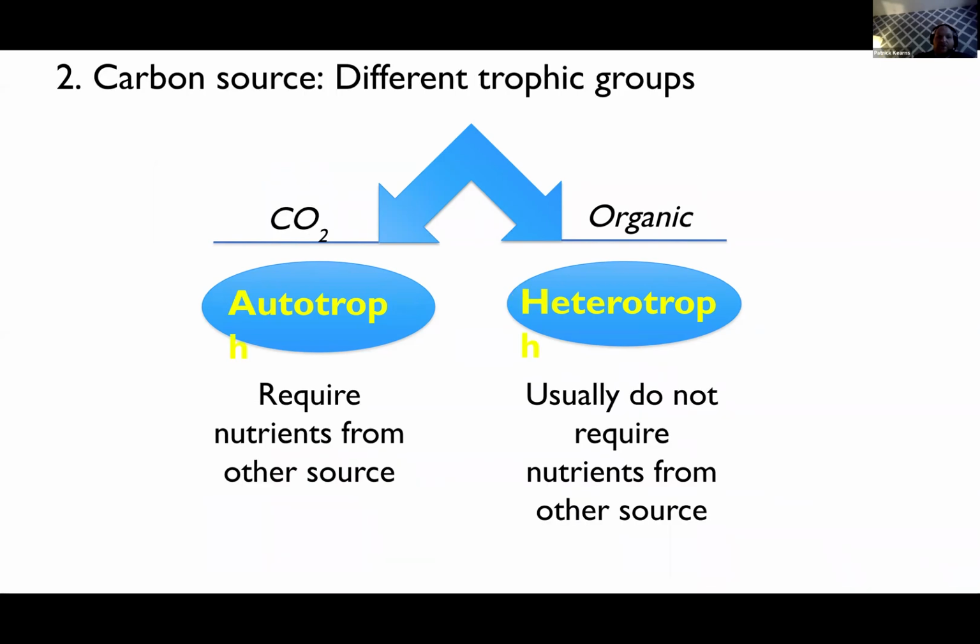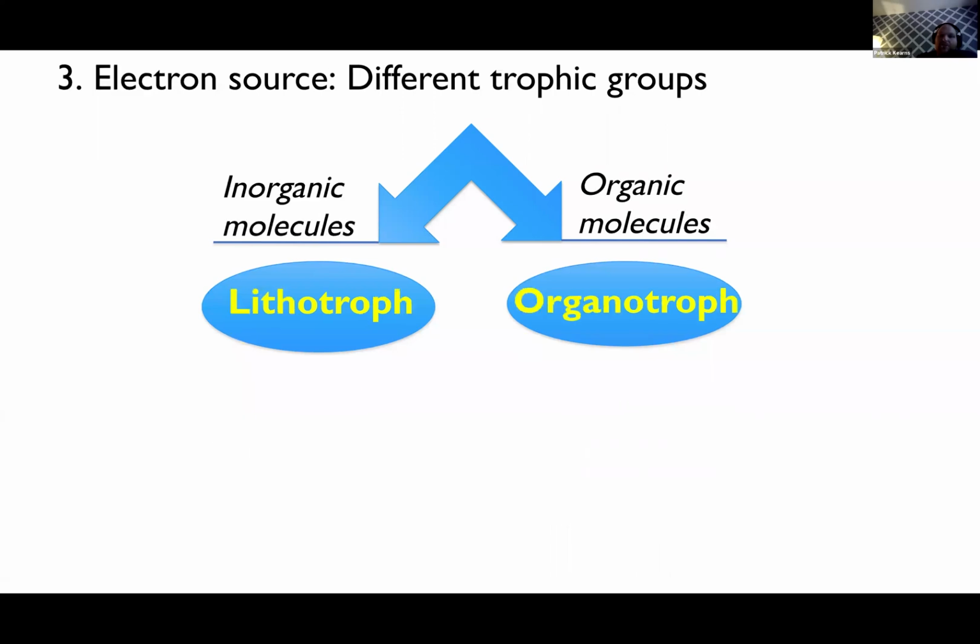Second is your carbon source. Where do you get it from? So if you're an autotroph, you get it from CO2, right? You fix carbon from the atmosphere to make sugars. Or you're a heterotroph. You take organic matter, sugars, proteins, fats, and you take them into your cell and you break them down. That's the difference in carbon sources. So autotroph or heterotroph. And then finally, you have your electron sources. These are different trophic groups. What do I mean by that?